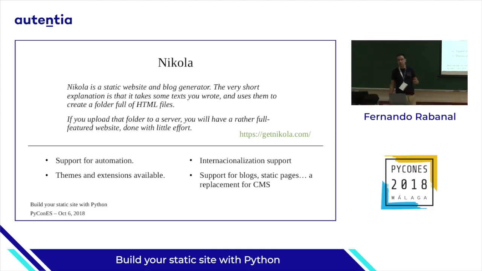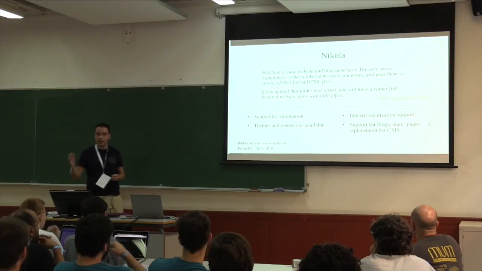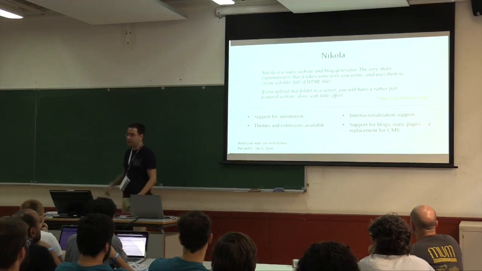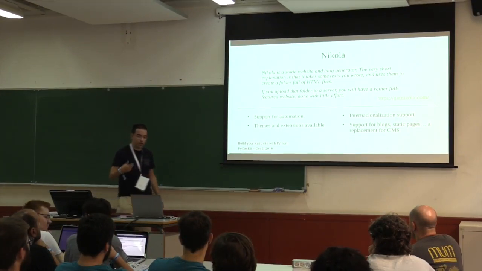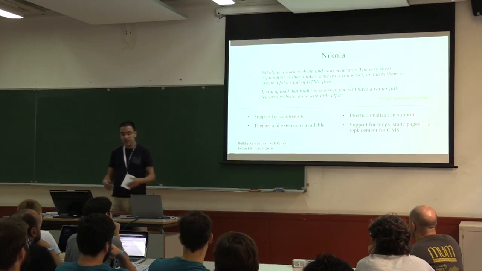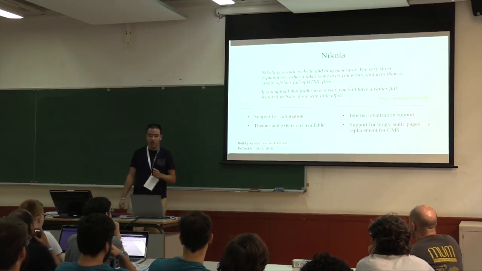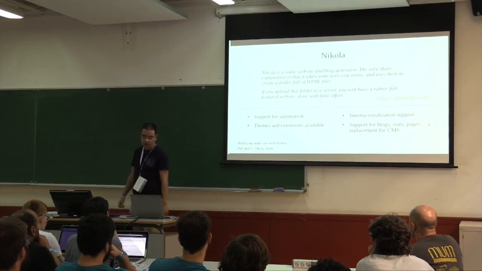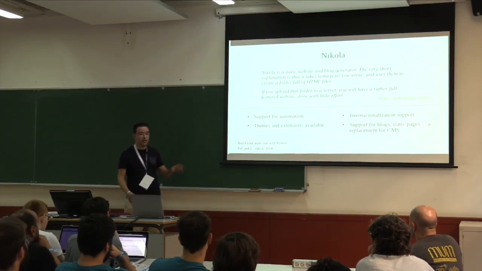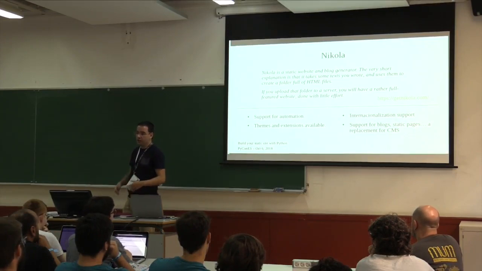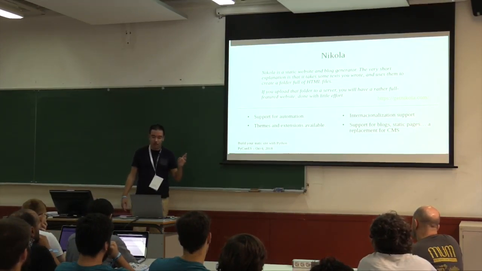You have internationalization support, in terms of, okay, I have my page in English, and I can also have the same posts or the same pages in another language, Spanish, French, whatever. And then you have support not only for blogs, but for static pages and static websites, different from blogs. Blog is a very straightforward way to deploy a Nikola static site, but they also have the capability of customizing your own static page. And this serves as a replacement for a CMS, a content management system.